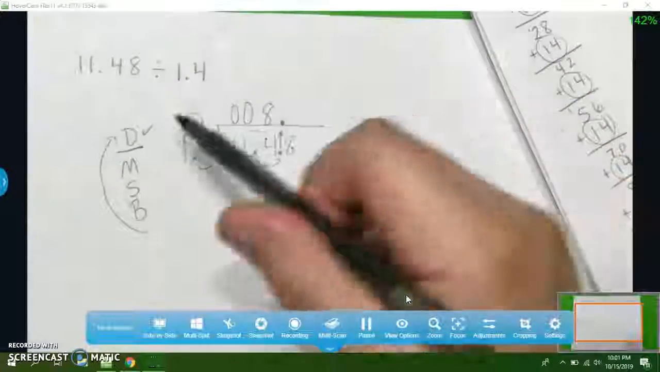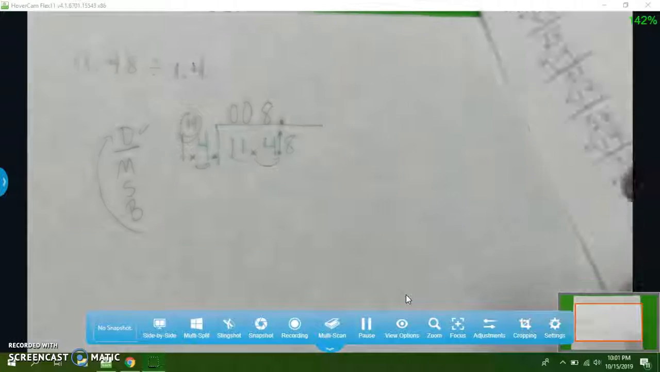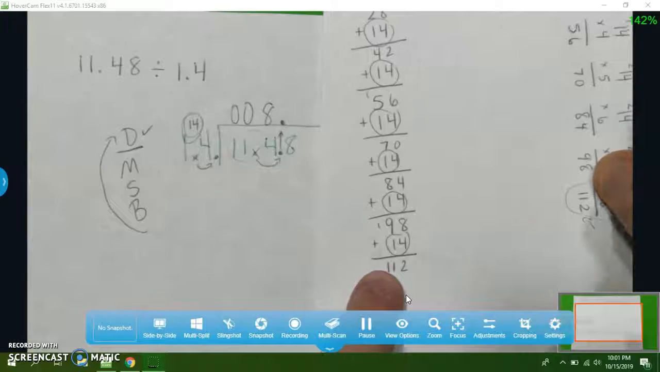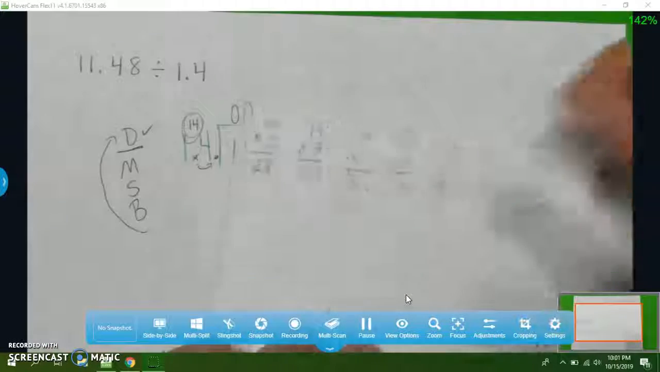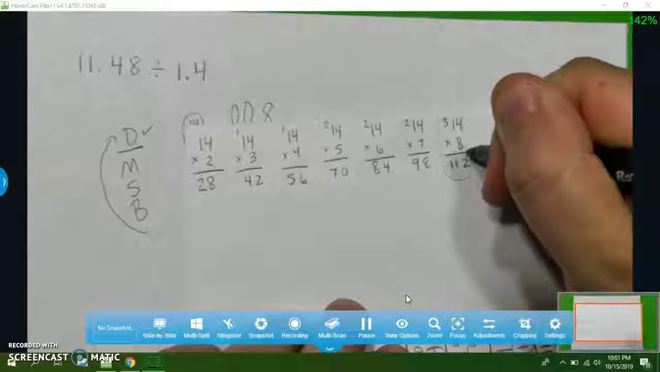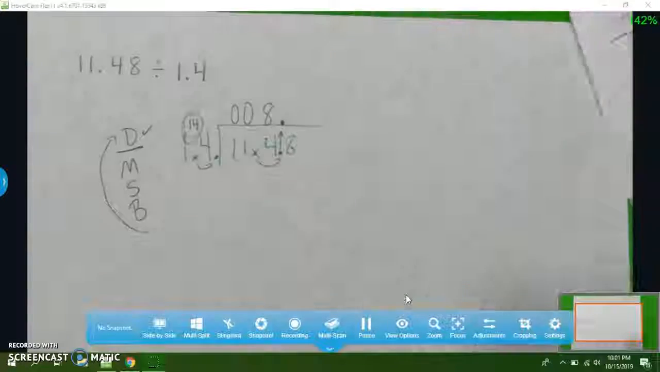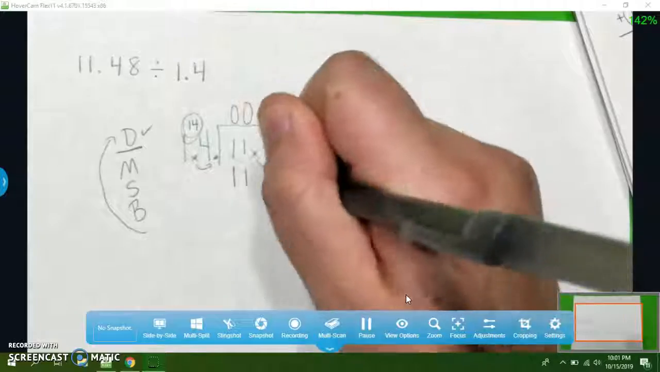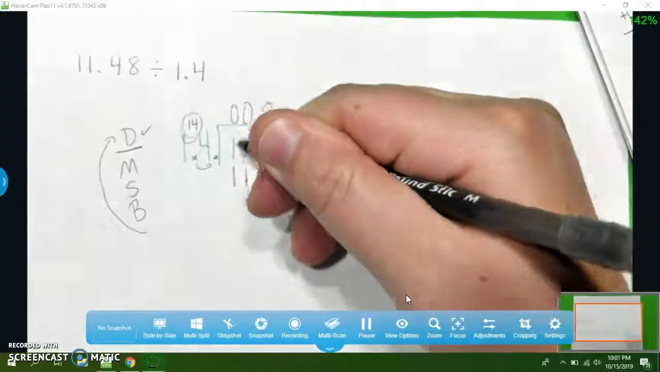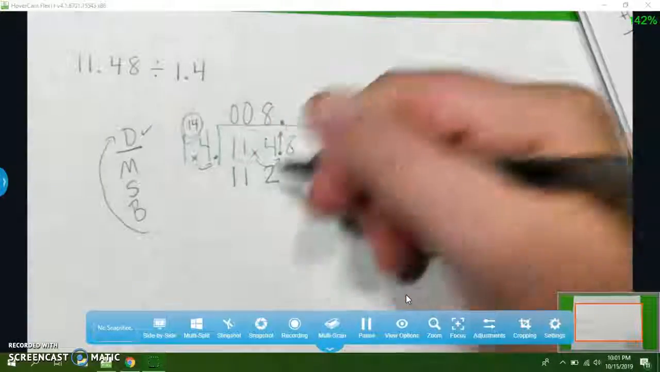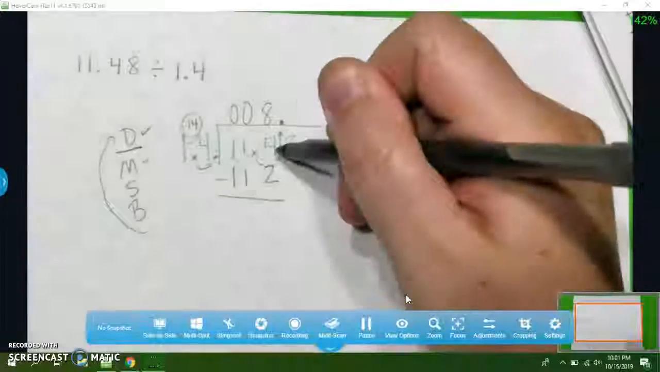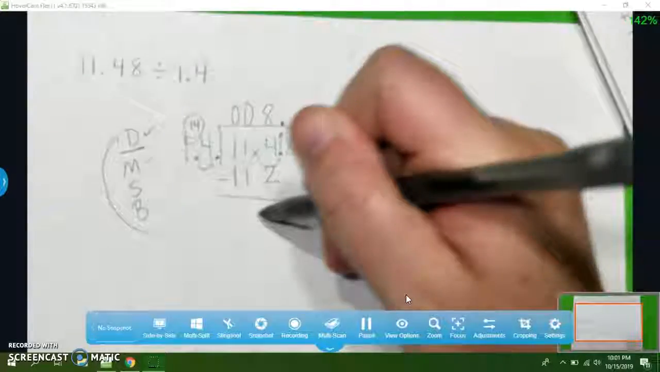Now you're ready to roll. 14 times 8, again, you can look back at the work you've already done. If you're doing the add-up strategy, it's 112. If you're doing the multiplication key, it took 8 of them to get you 112. So 14 times 8 is 112. Notice how I'm keeping all of my digits lined up. So now I'm ready to subtract. 114 minus 112 will give me just 2.